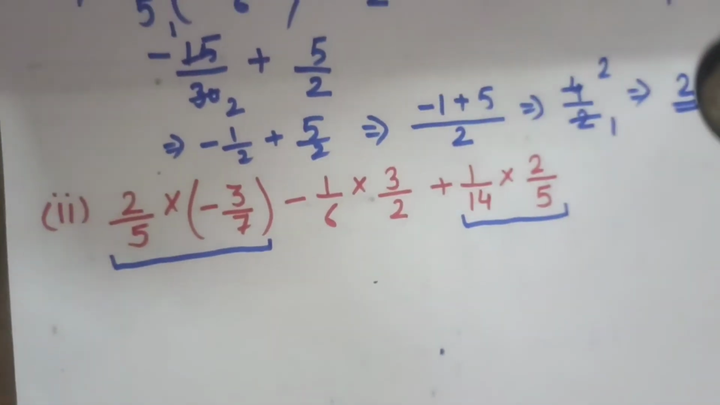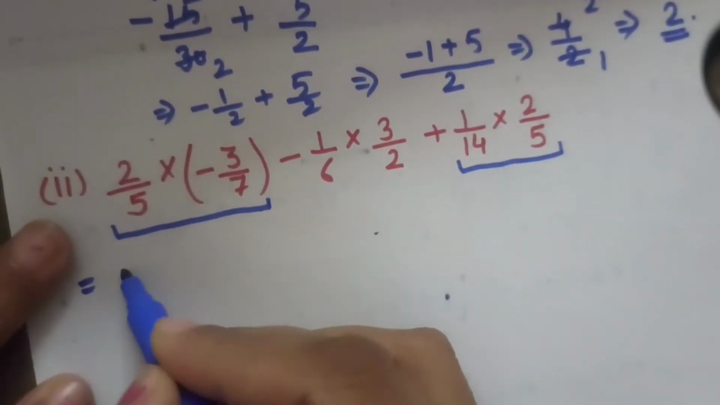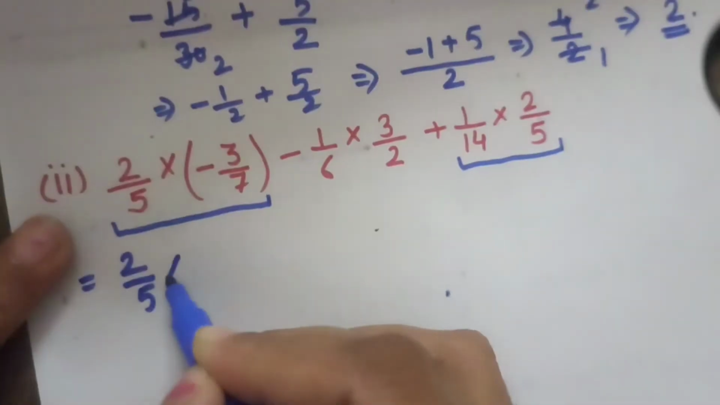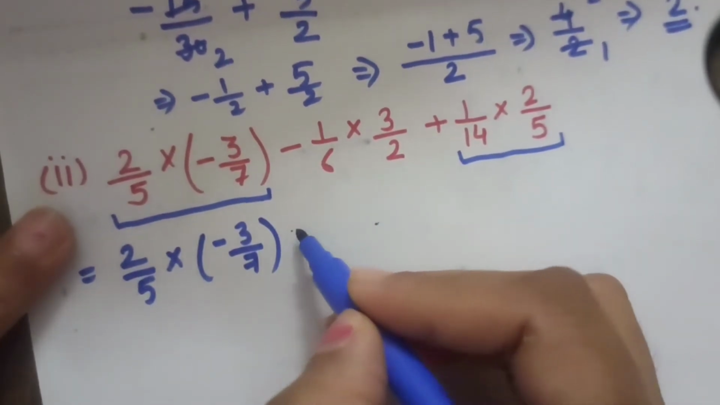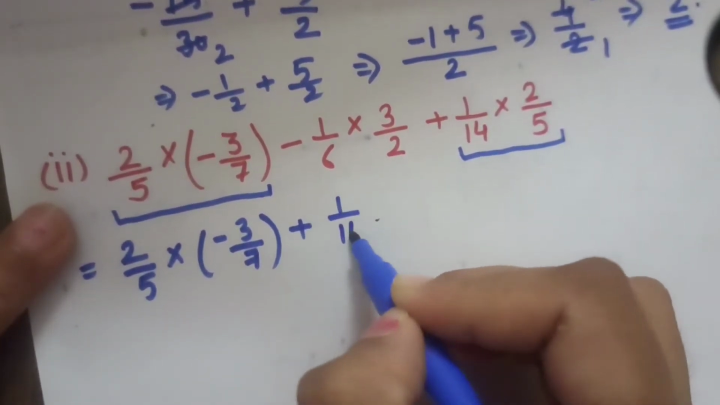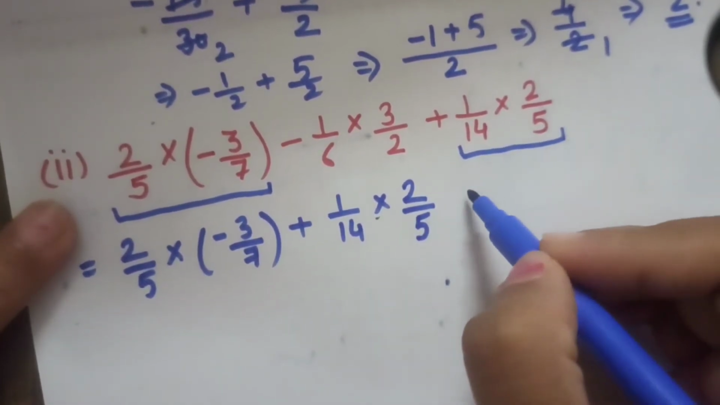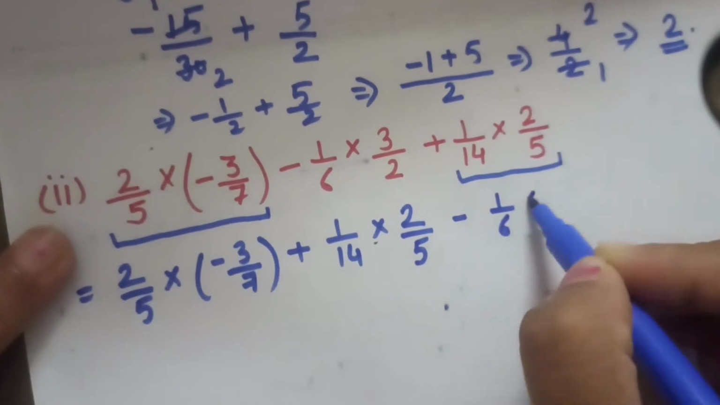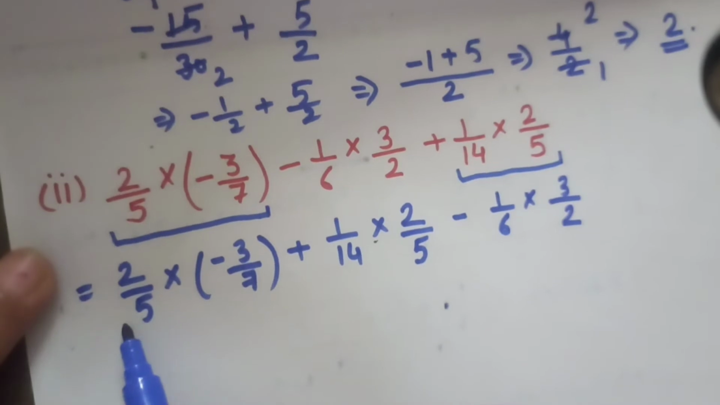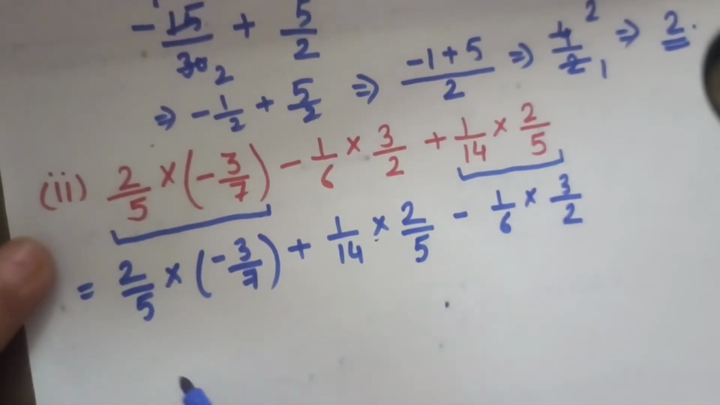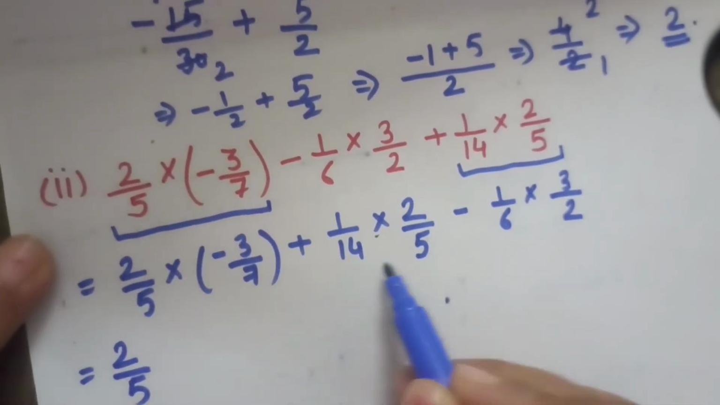Okay, so what we will do, we will write 2 by 5 multiplied by minus 3 by 7 plus 1 by 14 multiplied by 2 by 5 minus 1 by 6 multiplied by 3 by 2. So in this term also we will take 2 by 5 as common, because it is in this term as well as in this term.